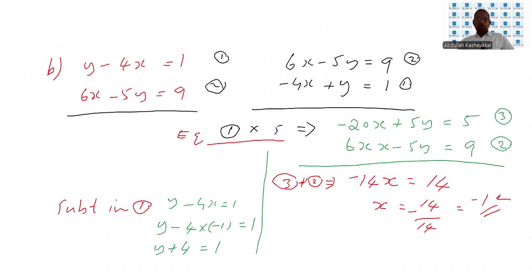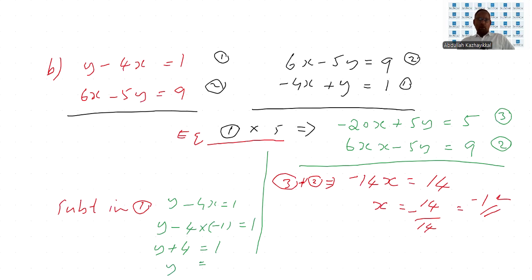But be careful here. X is equal to minus 1, so we have to find out the value of y. Y minus 4 into minus 1, that means y plus 4 is equal to 1. Then y is equal to, please tell me what y is equal to. All of you please check this one. Y plus 4 is equal to 1, so y is equal to 1 minus 4.